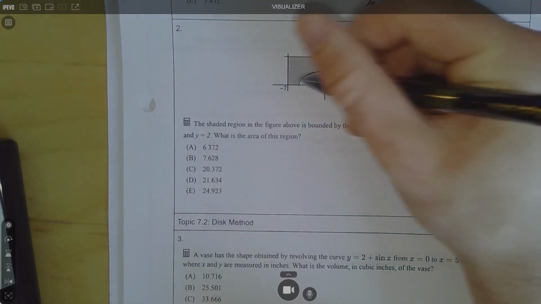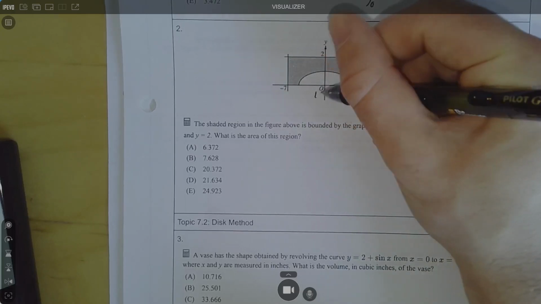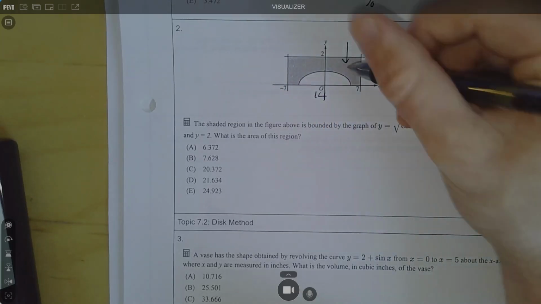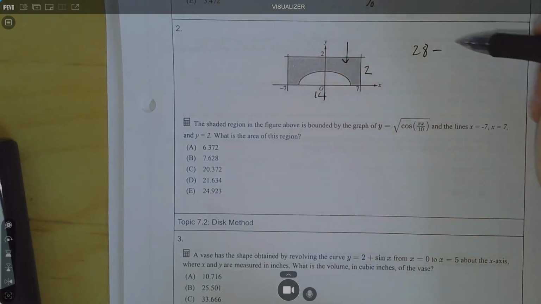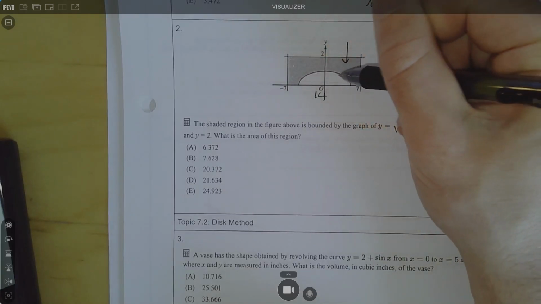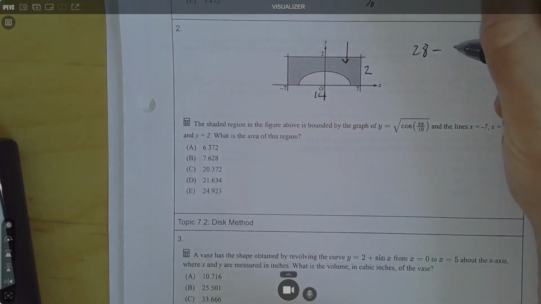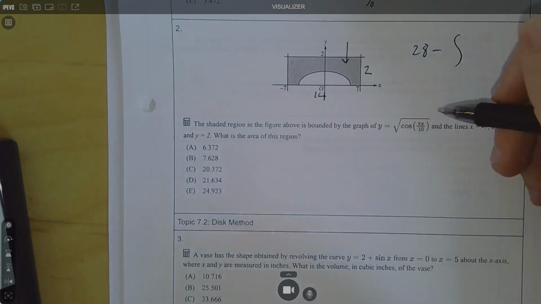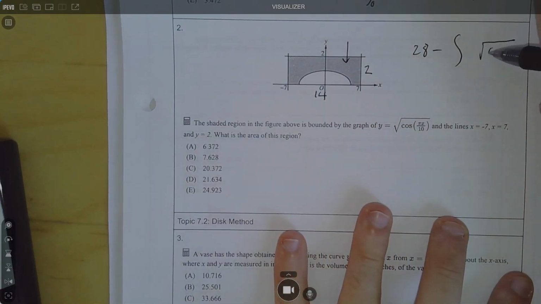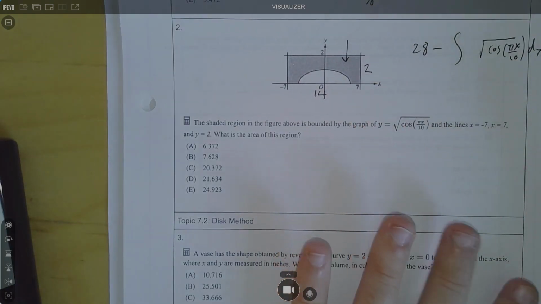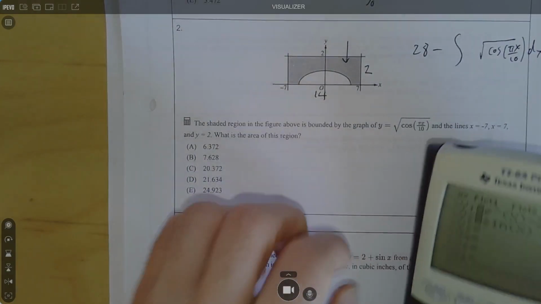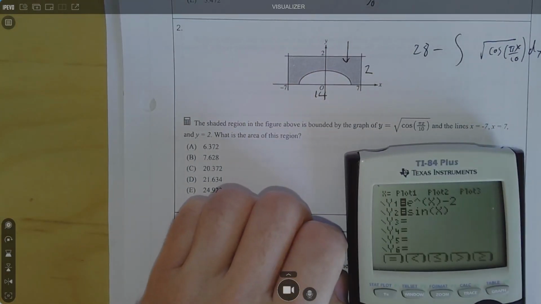So the area of this whole rectangle is a 2 by 14, right? We go negative 7 to 7. So this whole thing is 28. If I take that 28 and subtract this area here, which would be the integral of root cosine pi x over 10, then I would get the area of the shaded region, because this whole thing is 28, and I just need to get rid of this right here. So let's go ahead and graph root cosine pi x over 10.